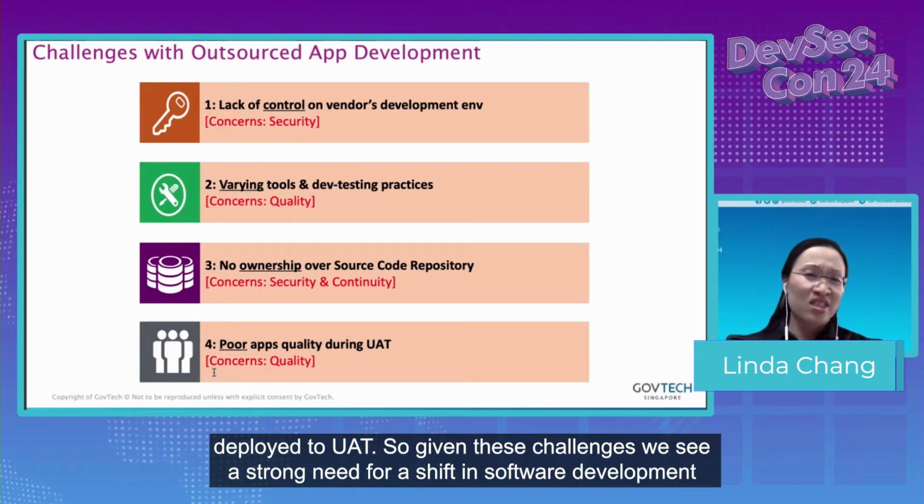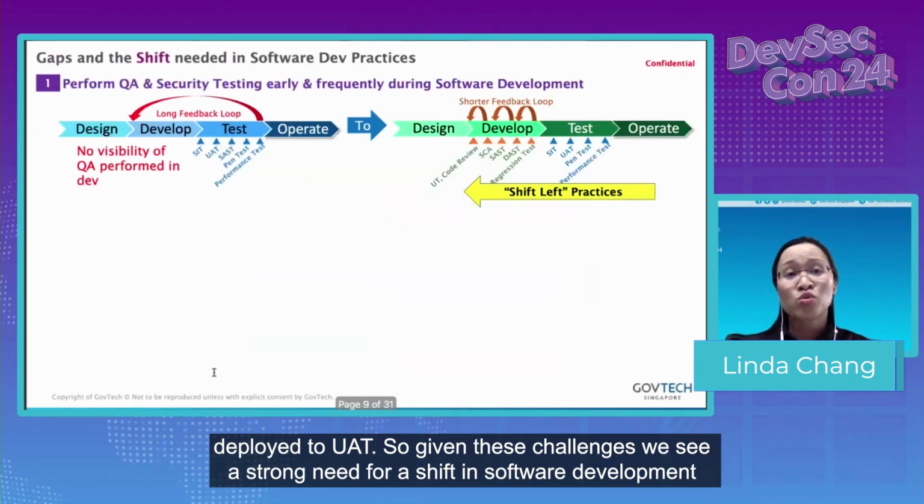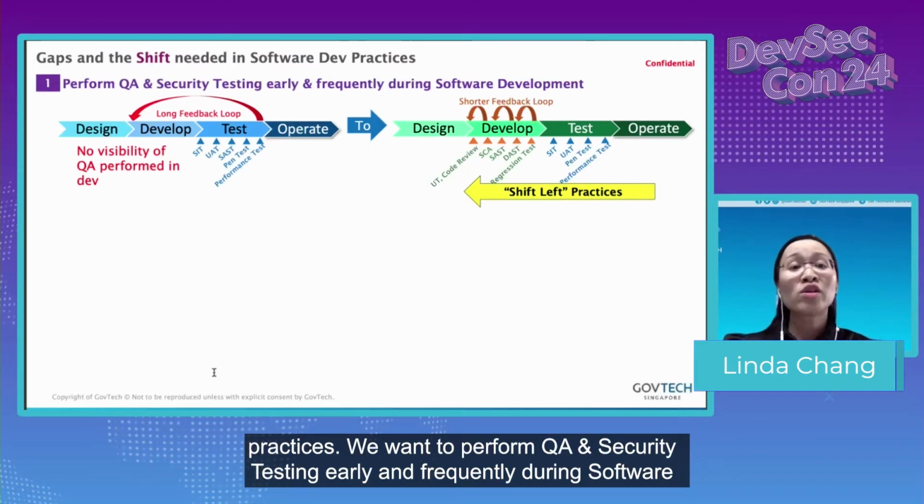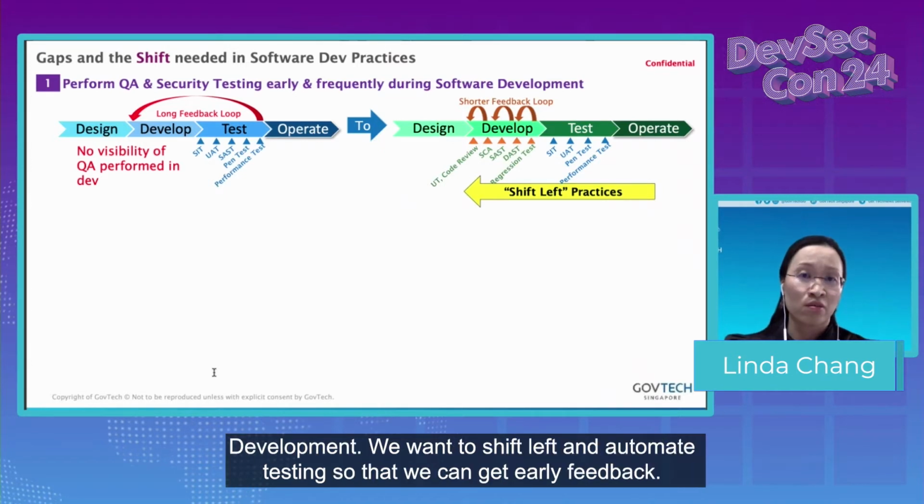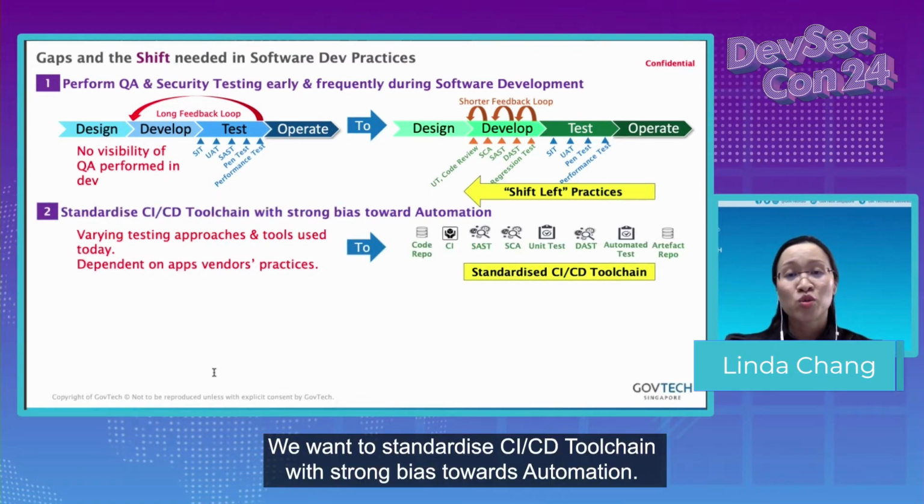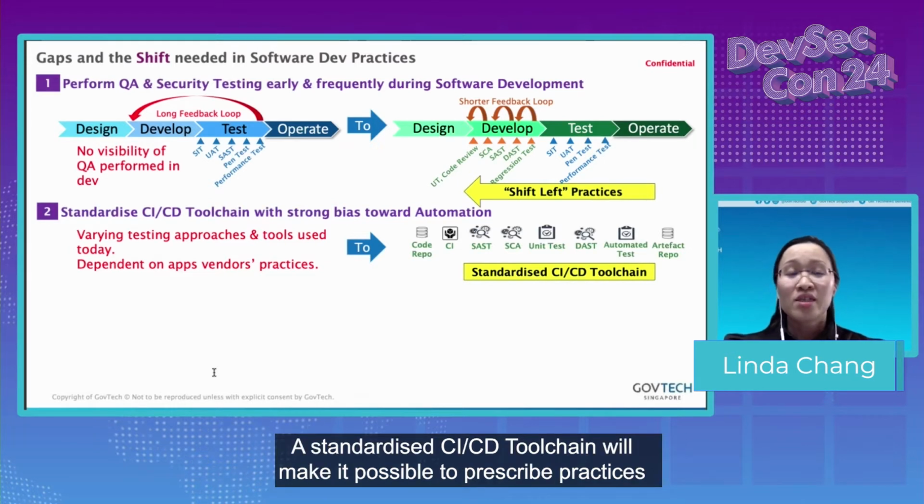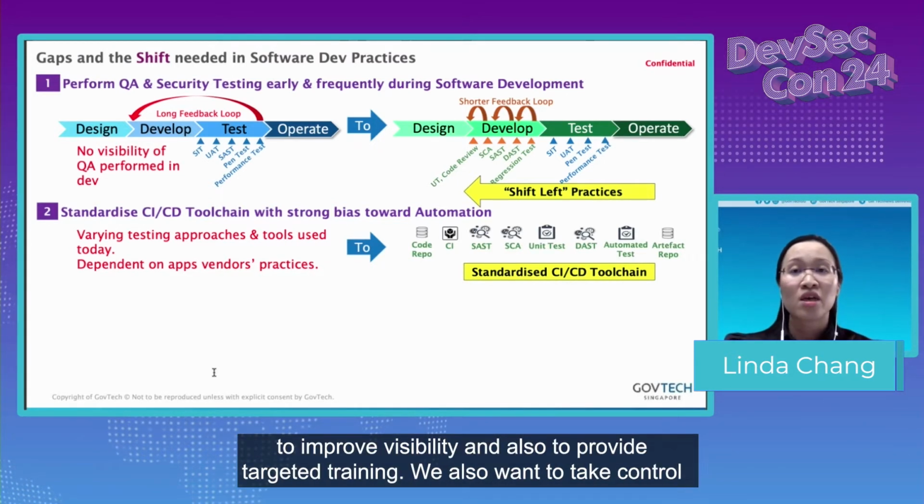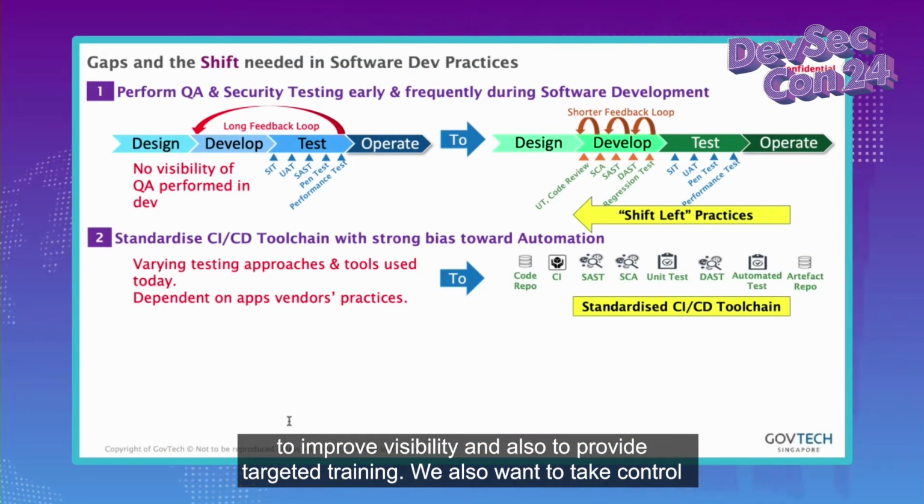So given these challenges, we see a strong need for a shift in software development practices. We want to perform QA and security testing early and frequently during software development. We want to shift left and automate testing so that we can get early feedback. We want to standardize CI/CD toolchain with strong bias towards automation. A standardized CI/CD toolchain will make it possible to prescribe practices to improve visibility and also to provide targeted training.